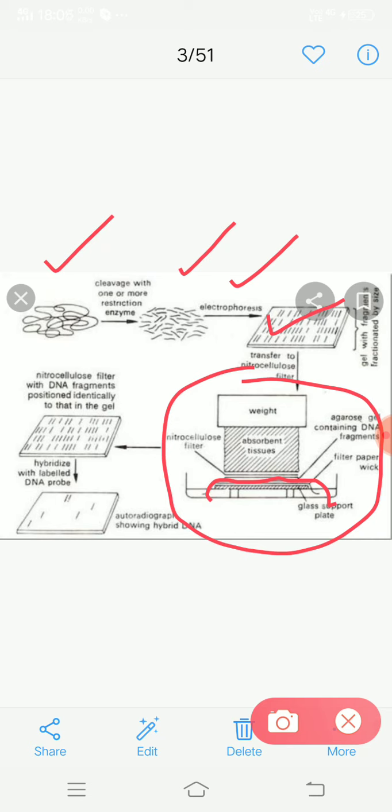Here you can see this is the electrophoresis gel, and this is the nitrocellulose filter with the DNA fragments which are positioned identically to the gel. After that you have to do the probing. For this, you have to add the labeled, either radioactively or fluorescently labeled, probe. After the probing, you do the autoradiography, which shows the particular band with your gene of interest.